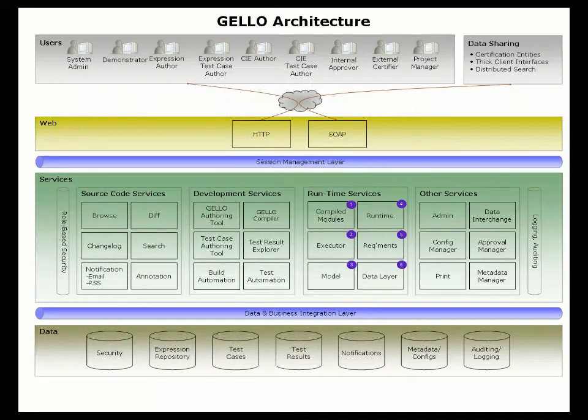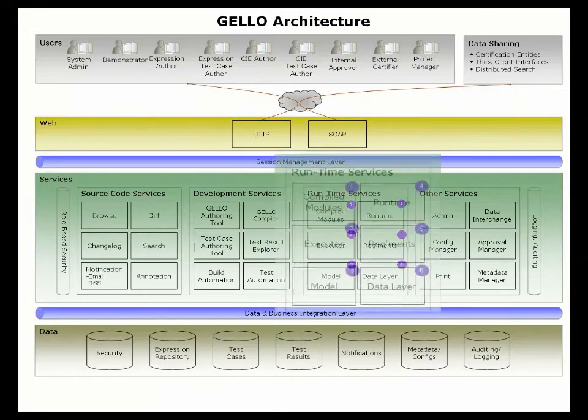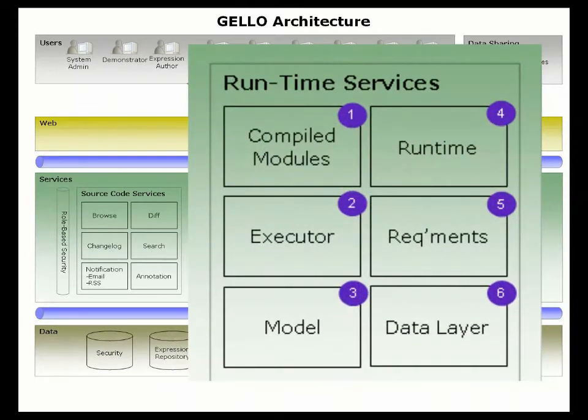The GELLO Runtime Services encompass the GELLO execution system and the GELLO compiler. It is responsible for compiling GELLO source code into executable Java code and for executing compiled GELLO code. The services are broken up into the following components: compiled modules, which contain compiled GELLO source code in the form of executable Java code; the GELLO executor, which executes compiled GELLO code against an application-provided model and returns the resulting GELLO value; GELLO requirements, which contain any dependencies that the GELLO expression has upon the model.